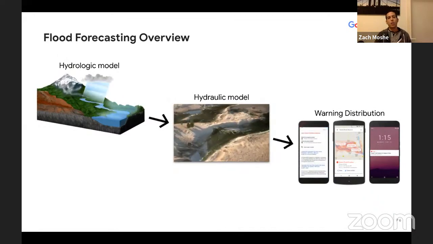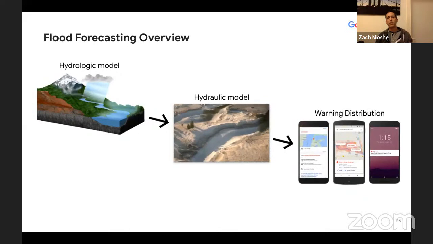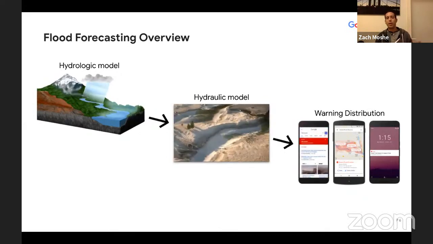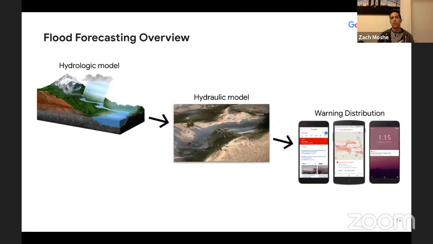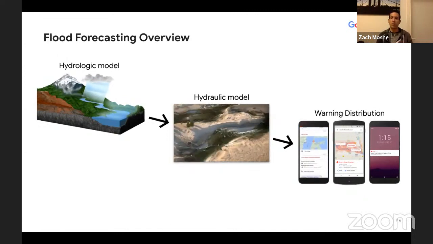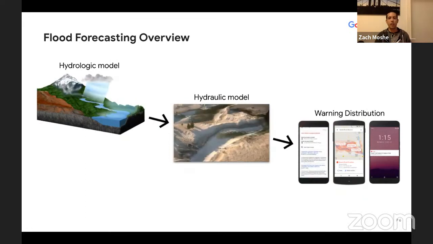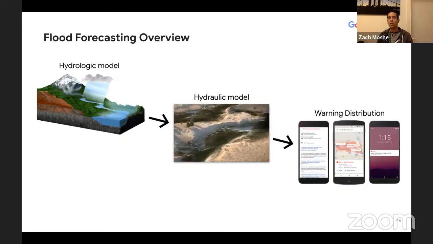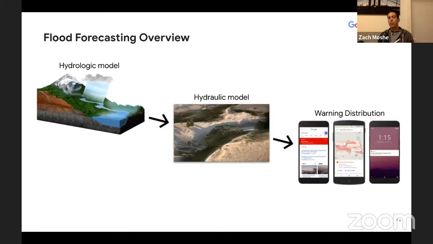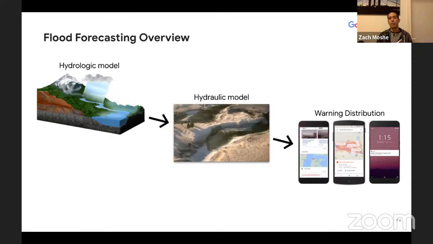Okay, so we have something that's called the hydrologic model. The hydrologic model basically takes into account all kinds of weather inputs. It could be precipitation, temperature, soil moisture, solar radiation, and anything that we can use remote sensing to sense. The goal of the hydrologic model is to predict what the river state will be in the future, to give us some horizon into the future.